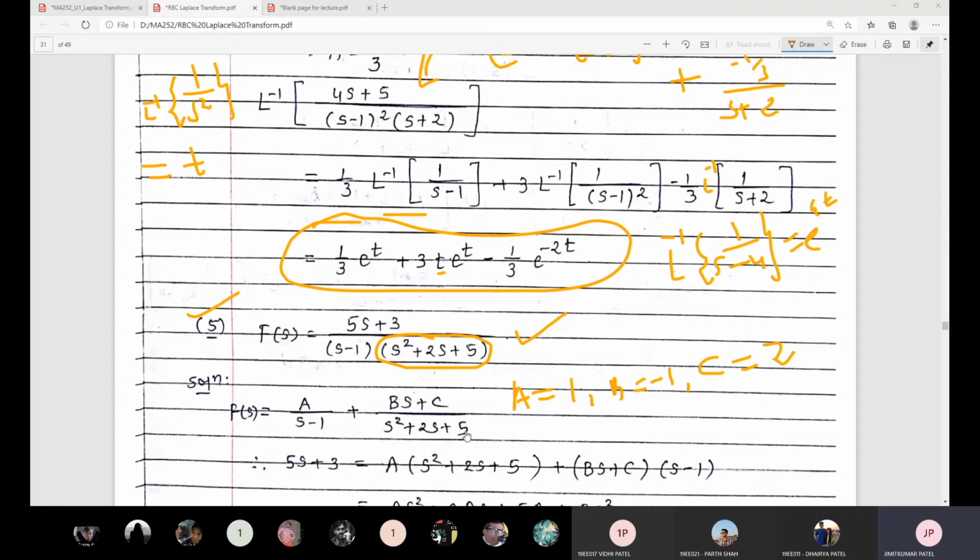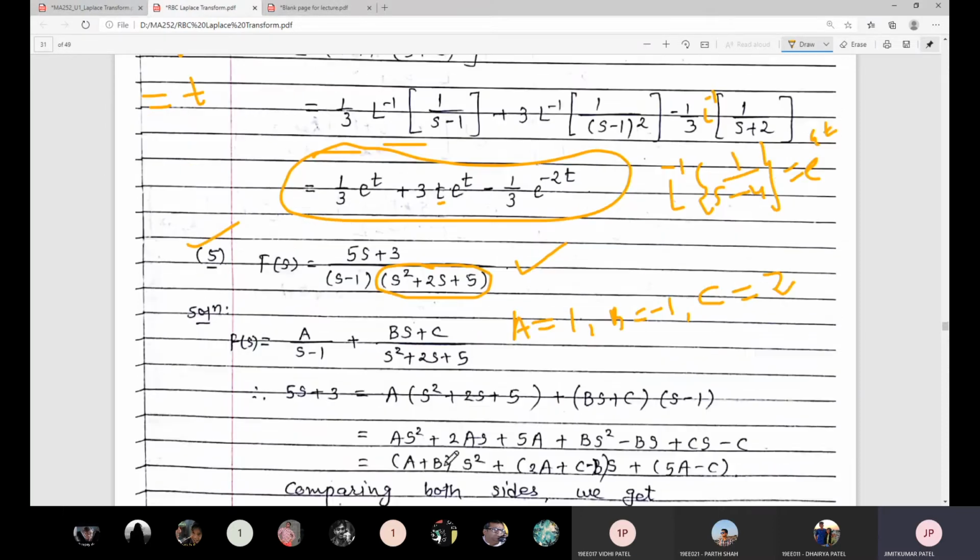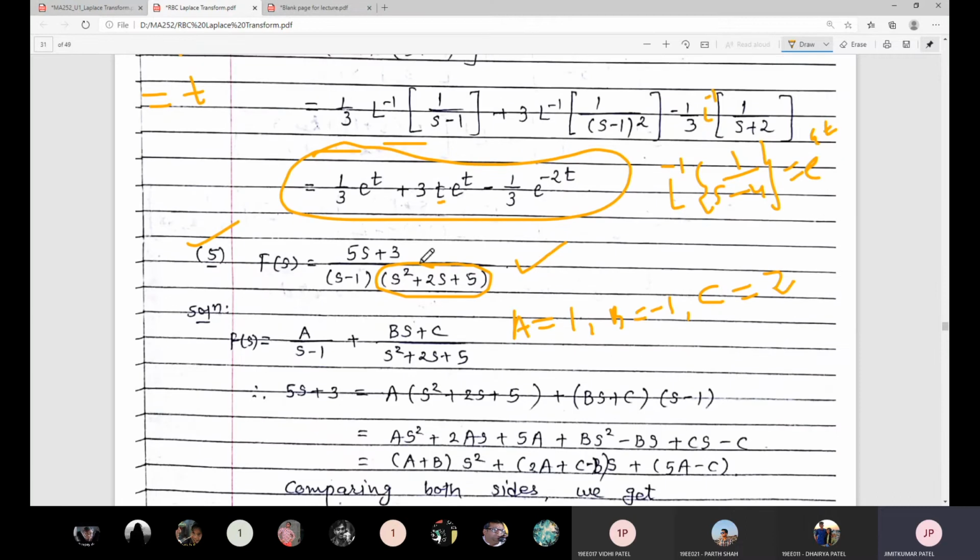Okay, Drumil, yes. Soumya, yes. Harish also got it. Jay, good. Okay, now look here, you can verify. (5s plus 3) divided by (s minus 1)(s square plus 2s plus 5). For s minus 1, we will use case number 1. For s square plus 2s plus 5, we will use case number 3, partial fraction for case number 3.